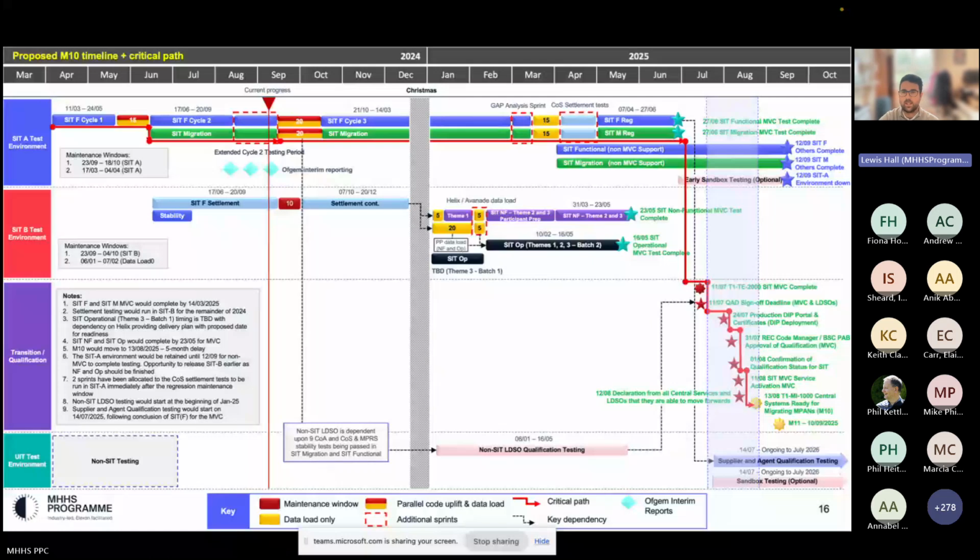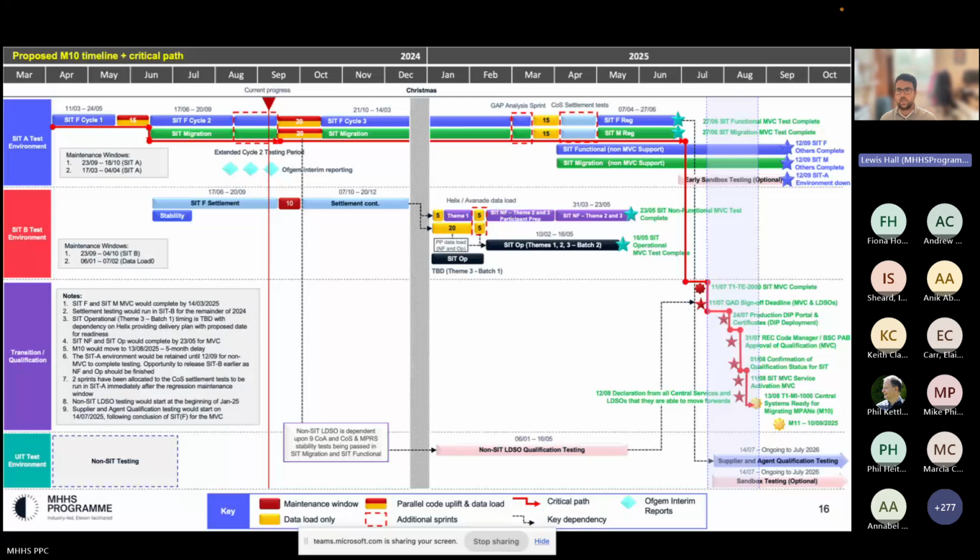What we've also retained in this plan, and we've stressed this a few times in various meetings, is the underlying logic. Just because we've delayed M10, we don't want to then constrain downstream activities and create more risk downstream to almost overcompensate. So SIT functional migration finishes on the 27th of the 6th.